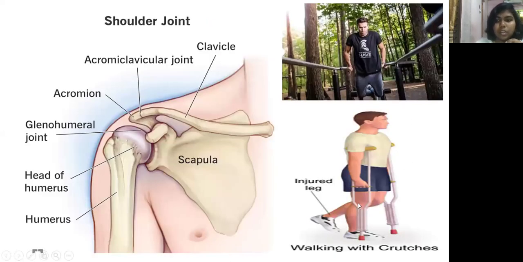So, this is the glenohumeral joint and the acromioclavicular joint. This is a picture of crutch walking, and these are some examples of parallel bar workouts.